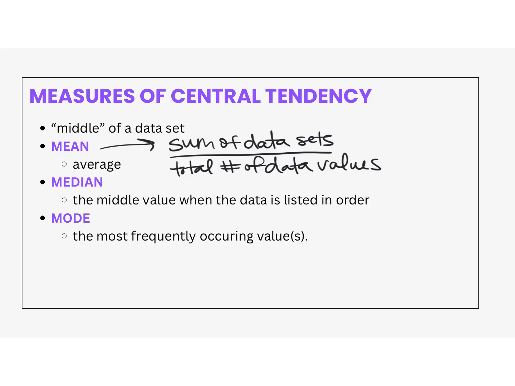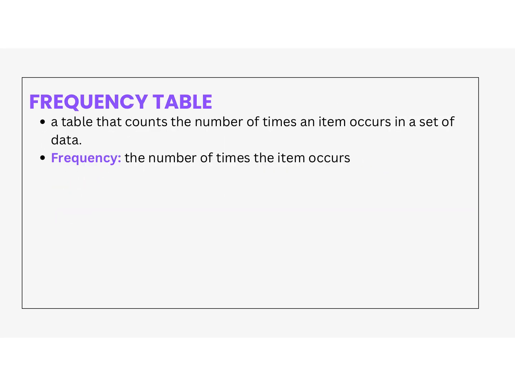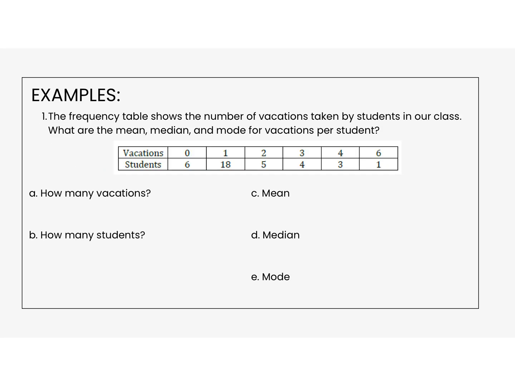The median is just the middle value when we list it in order of least to greatest, and the mode is the most frequently occurring value. You're going to see frequency tables a lot, and that's just a table that counts the number of times an item occurs. Frequency just means the number of times that specific item happens to occur. So let's look at an example. We have a frequency table here. It shows the number of vacations taken by students in our class. What are the mean, median, and mode for the vacations per student?